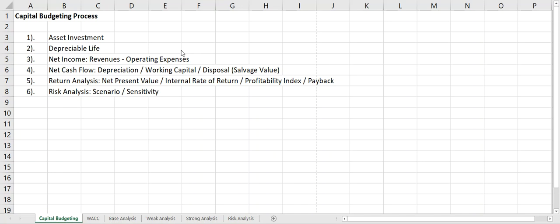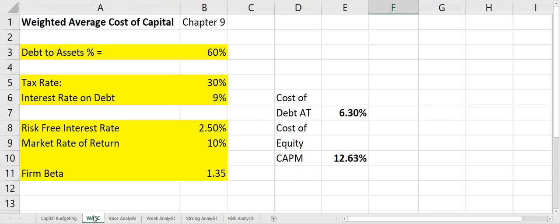So I've put together a handy little spreadsheet that shows this process. The first tab is a calculation to remind ourselves about the weighted average cost of capital, taken from Chapter 9. Weighted average cost of capital is the cost of capital for a particular company at a particular point in time. It is determined by the percent of the capital structure, what percent of the company is debt and what percent is equity. The cost of debt is the after-tax cost, based on the interest rate you pay plus the tax shield you get from that debt.